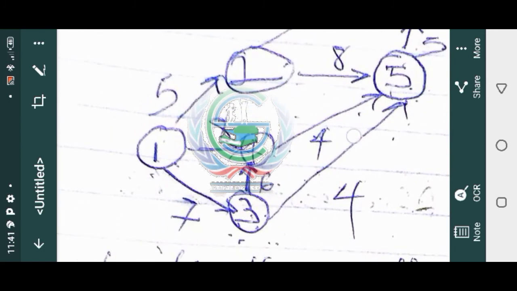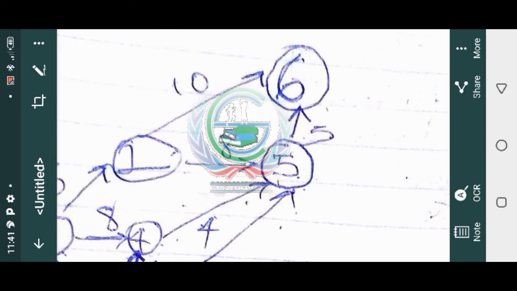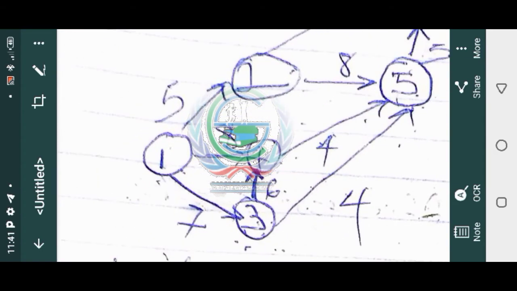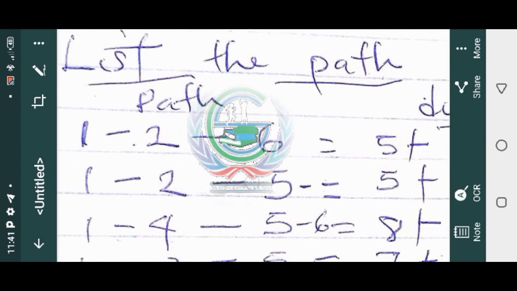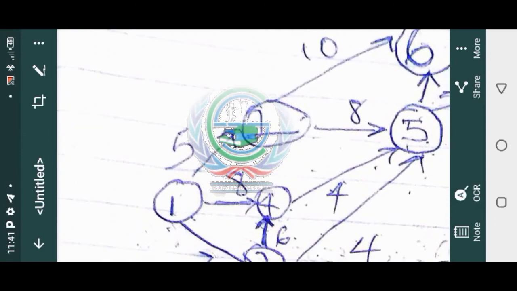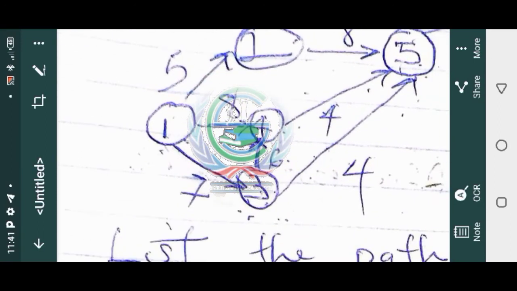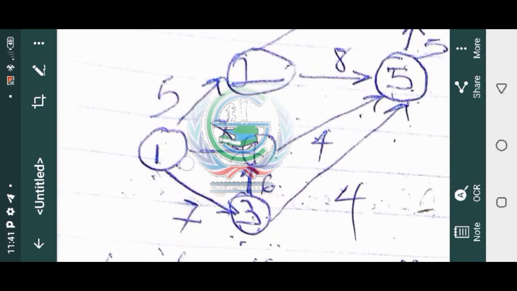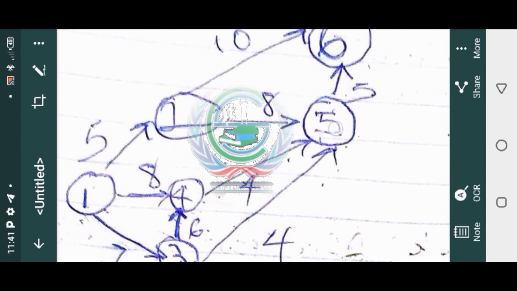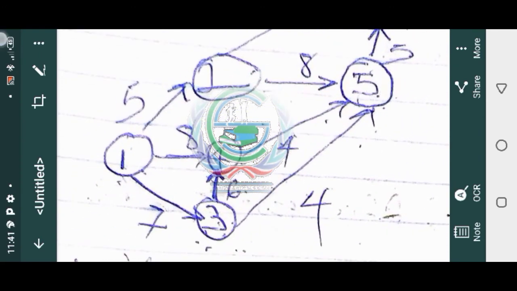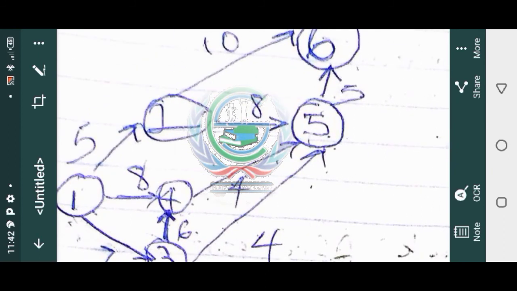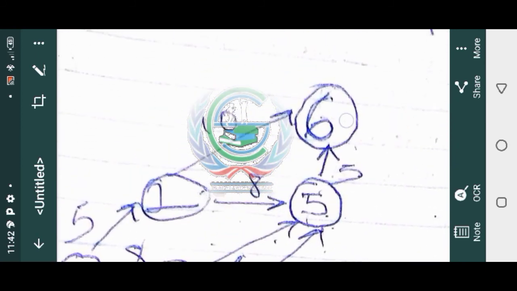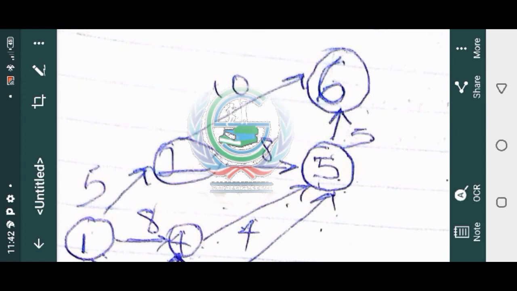But don't forget, look at the direction of my arrows. The place they are going to is where the arrow will be facing. Please, the arrows are very important. Please take note. Now, let's get the paths. We have 1, 2, 6. That's one path. 1, 2, 5. That's another path. We have 1, 4, 5. That's another path. Don't forget, the arrow still continues: 1, 4, 5, 6. Did you see now? That's another path.